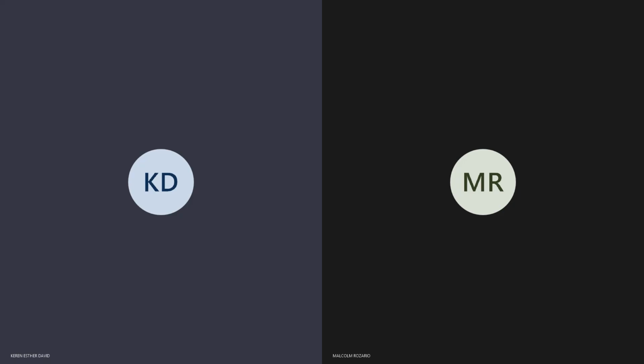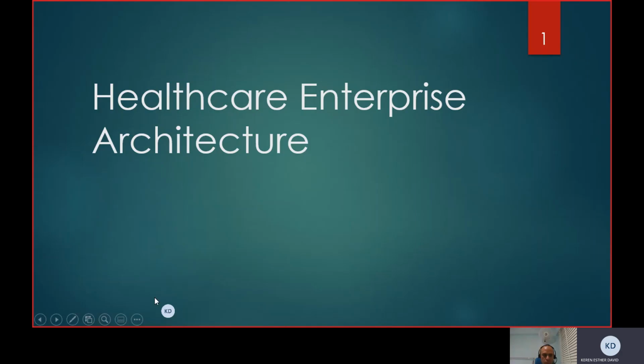Everyone. In this presentation, we will look at enterprise architecture in healthcare systems. To begin with, what is enterprise architecture? Enterprise architecture is a way to understand how an organization works.